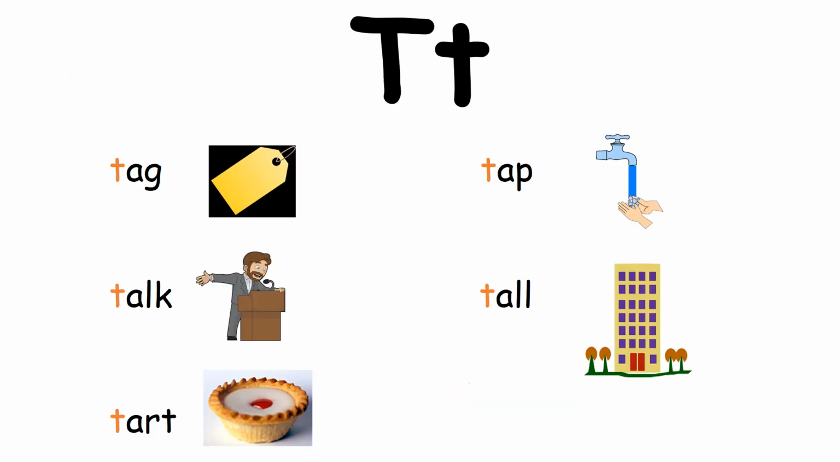Very good. So let's read the words with the beginning sound T. T, tag. T, talk. T, tart. T, tap. T, tall. It's your turn. Sound it first. Begin. That's great.